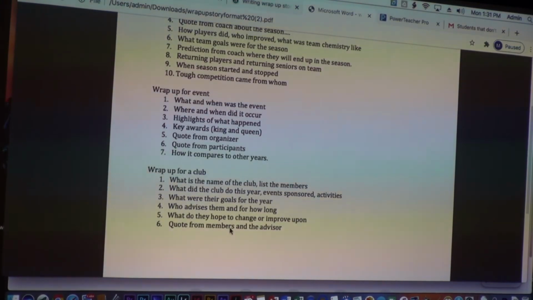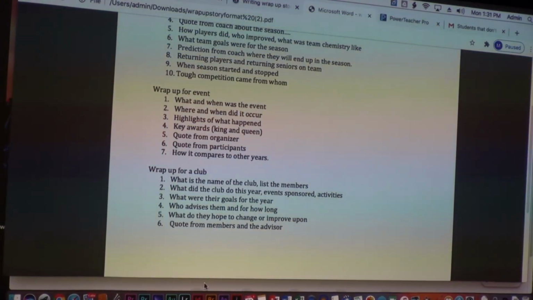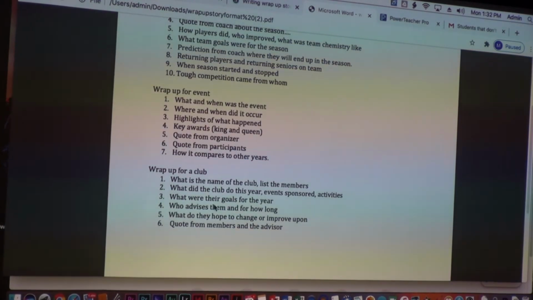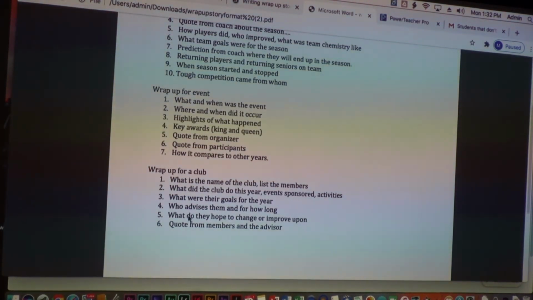All right, if we're talking about a club, like student council, you need the name of the club and the members. What did the club do this year? So they need to explain to you what they did. What were the key things they did? What were the things they sponsored? Well, they did a blood drive in October, and then they did another one in March. They sponsored homecoming. They did a couple other things.